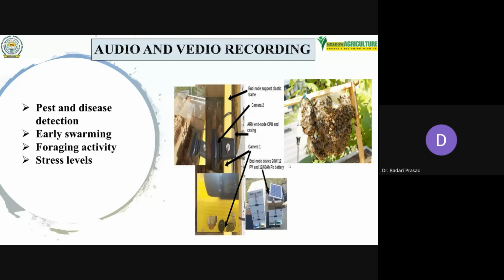Stress levels, based on the food storage inside the colony. Usually in every frame, a certain quantity of food is stored. Just by observing from a place, he can gauge whether the food store is good or bad. Based on that, he can take a decision whether artificial feeding is required or not.